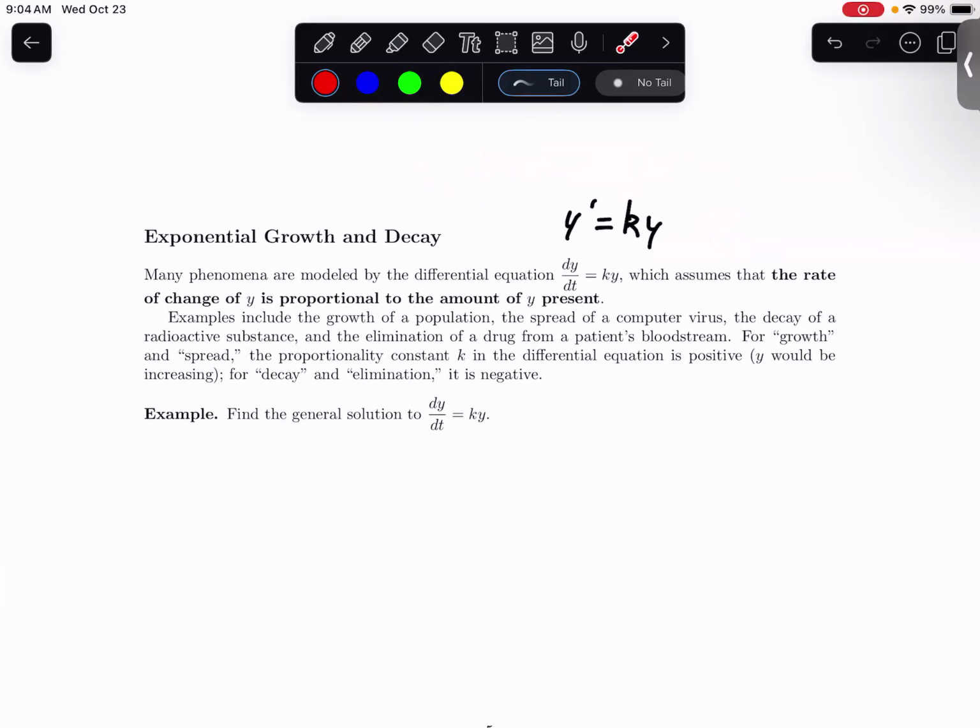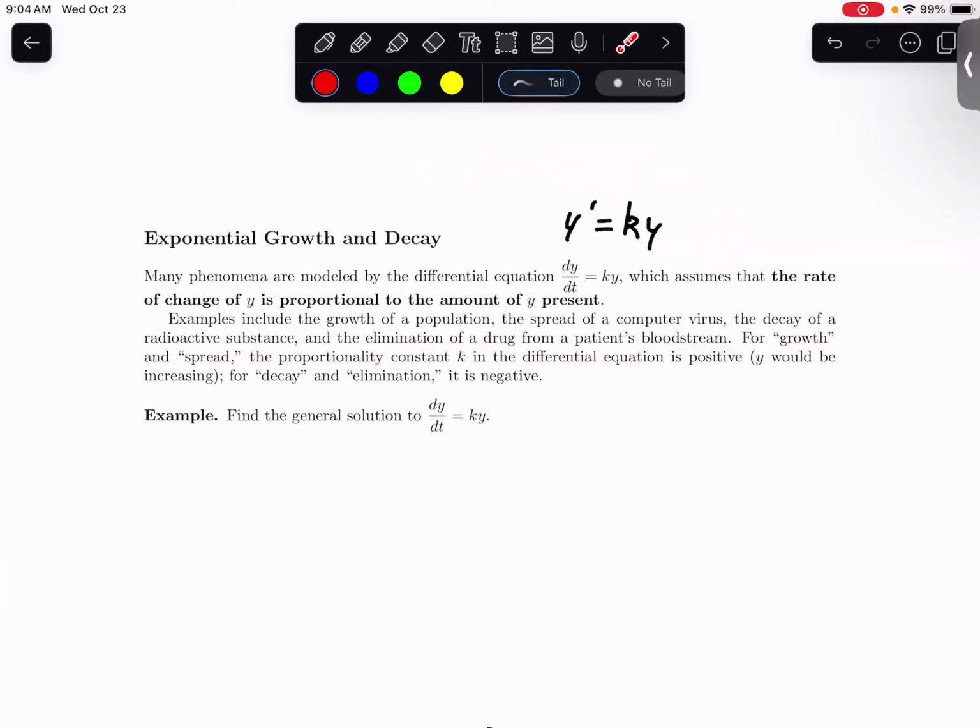Some examples of this include models of the growth of a population, the spread of a computer virus, the decay of a radioactive substance, and the elimination of a drug from a patient's bloodstream, among a number of other things. The growth and spread, or the proportionality, is represented by this constant k.